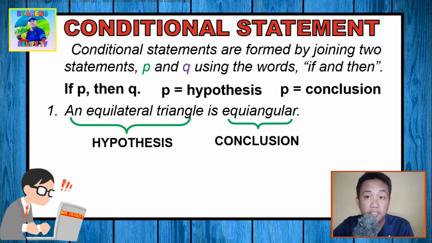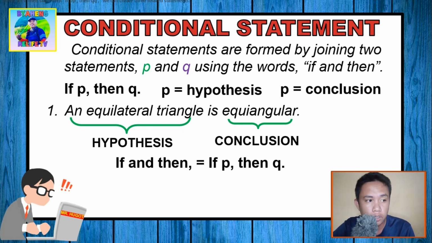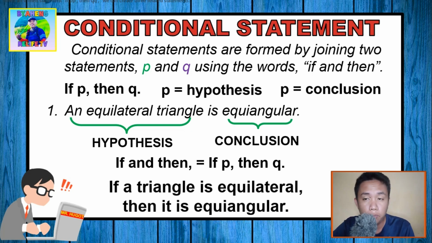So yung una nating statement na an equilateral triangle, which is the first concept, should be our hypothesis. At yung word na equiangular ang ating conclusion. So guys, kapag meron tayong conditional statement na if and then, magiging siyang if P, then Q. Based on our example, if a triangle is equilateral, then it is equiangular. So, given nating statement guys, yan ang nabuo nating if and then.